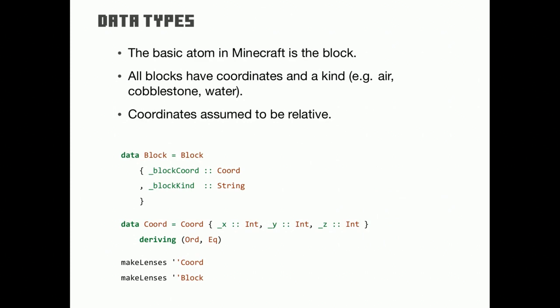So the basic type is a block, and a block has a coordinate and a kind. There are other attributes that you could add. It does get more complicated than that, but I'm keeping it simple here. Coordinates are all relative, and there is some use of lenses. That's why I've got this Template Haskell to say make lenses, and that's why the record accessors have underscores there, because we don't generally use the accessors directly.